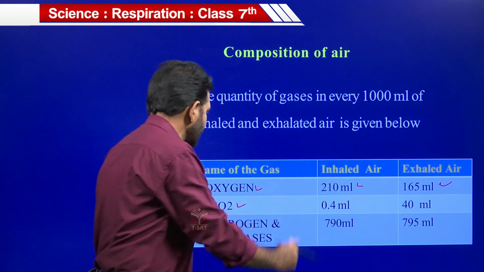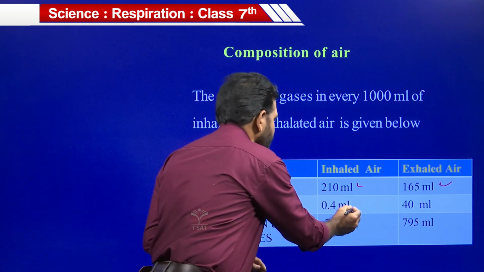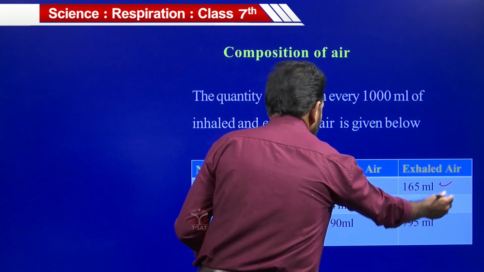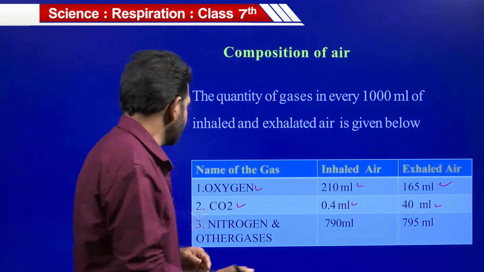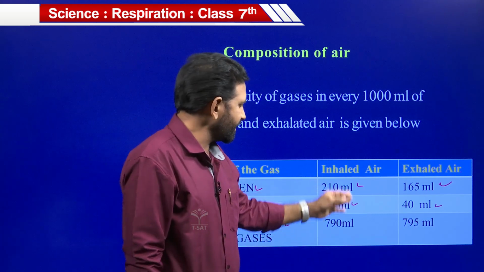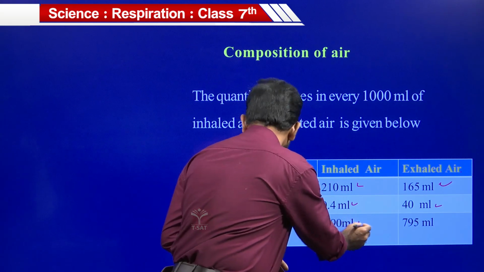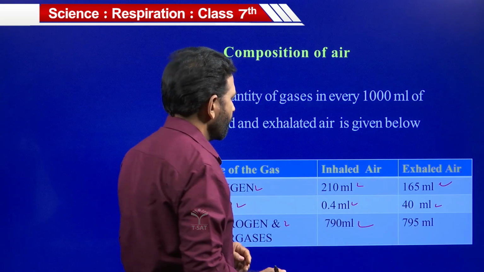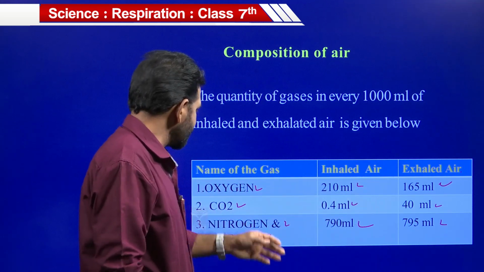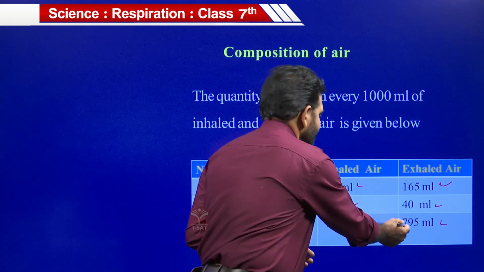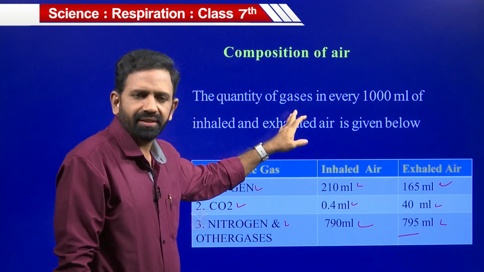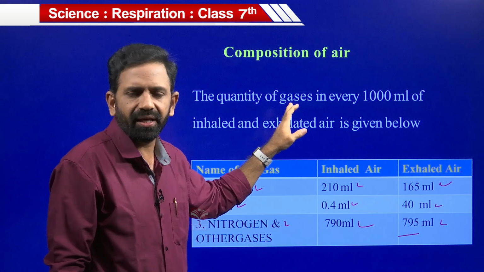If we take carbon dioxide, inhaled air contains 0.4 ml of carbon dioxide and exhaled air contains 40 ml of carbon dioxide. And third one, nitrogen. If we take nitrogen and other gases, inhaled air contains 790 ml of nitrogen and other gases. In exhaled air, the quantity of nitrogen and other gases is 795 ml. So students, this is the quantity of gases in every 1000 ml of inhaled and exhaled air.